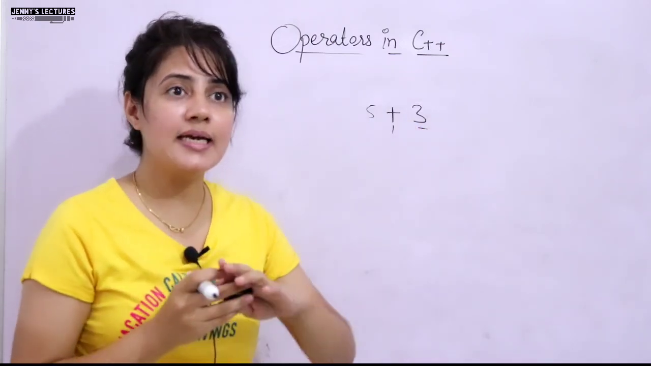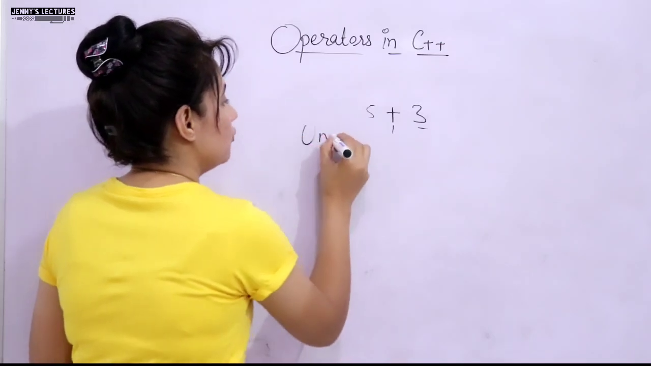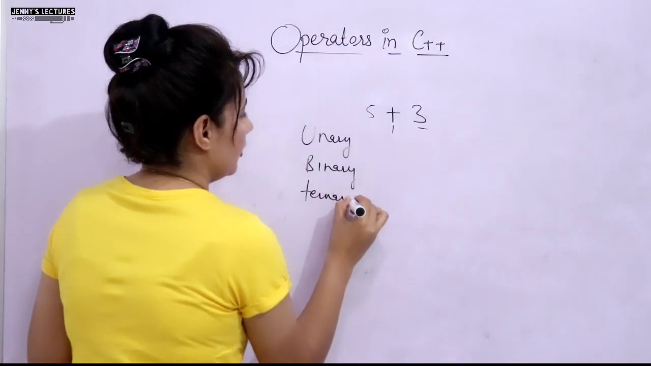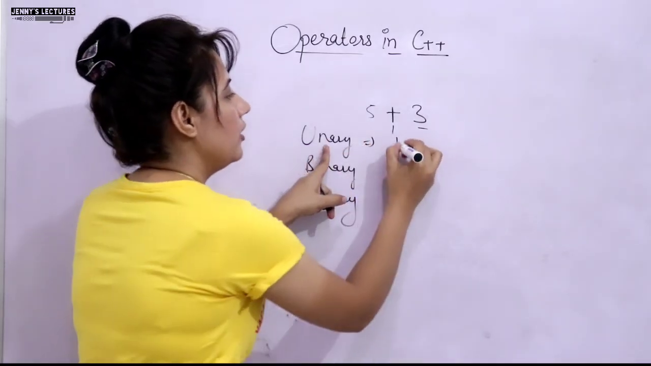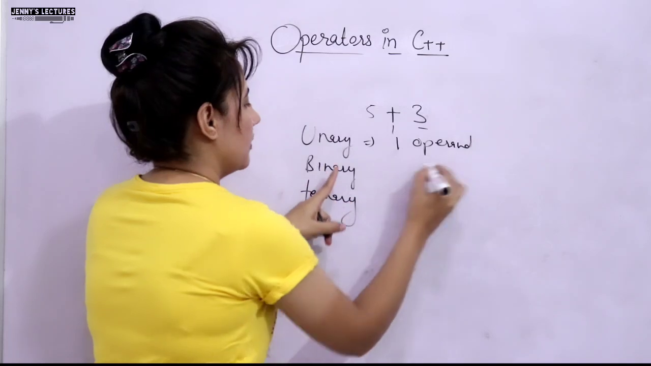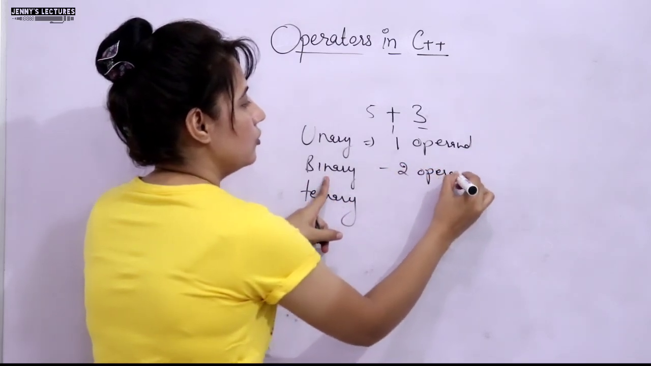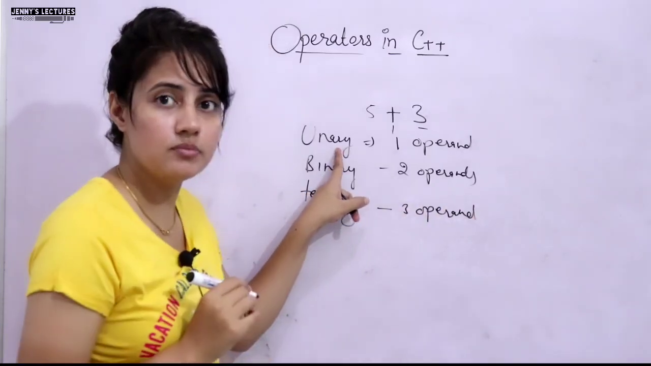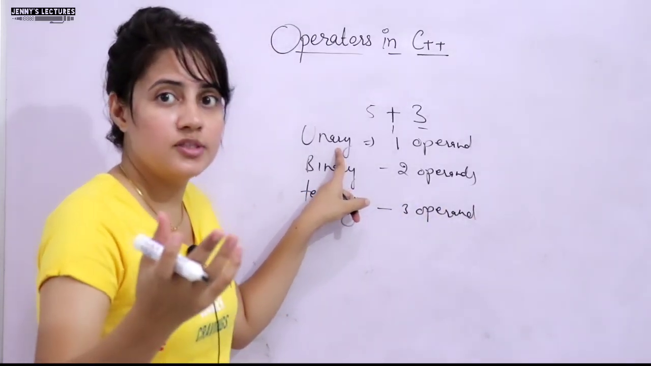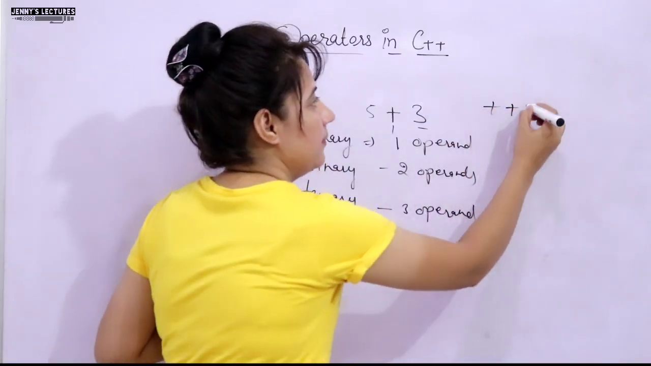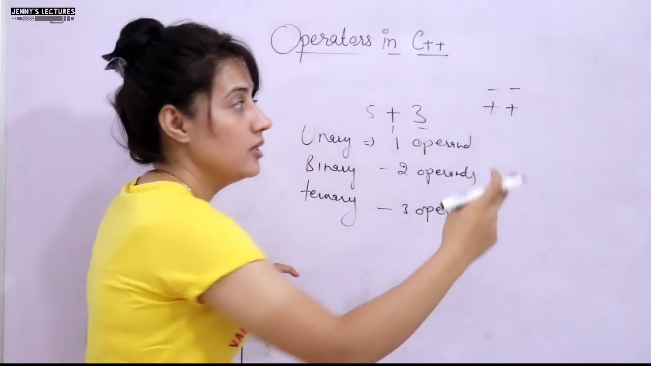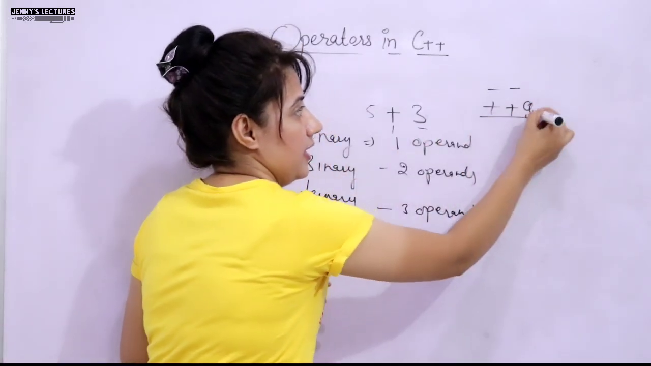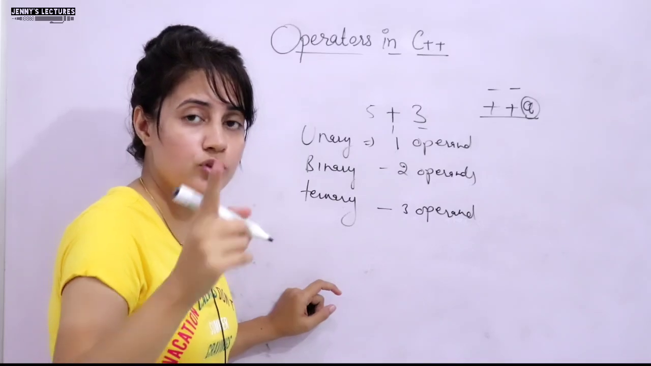Now, basically 3 categories of operators are there. First is the unary operator, then the binary operator and the ternary operator. Unary operators need only one operand, binary operators work upon 2 operands, and ternary operators work on 3 operands. For example, the increment and decrement operators, although we'll discuss everything one by one, need only one operand, like plus plus a. Here a is a single operand.